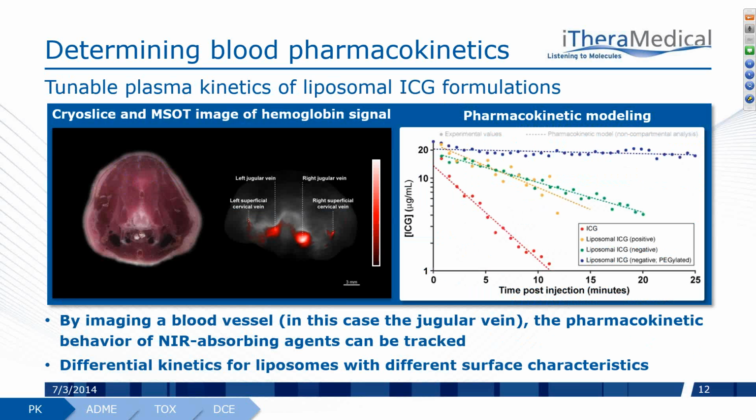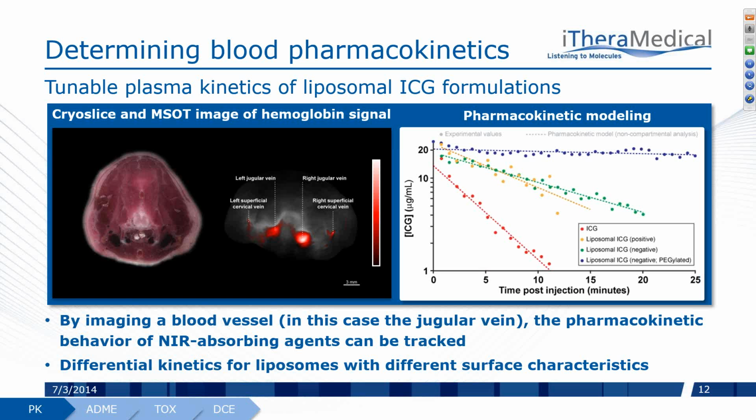The second example is a very similar experiment where we again image the jugular vein area of the mouse, but in this case we injected different formulations of ICG. On the graph on the right in pink, we see regular ICG, which is relatively fast clearing. It only has a half-life of about 3 to 4 minutes in the mouse bloodstream, so it clears pretty rapidly. But once we put ICG in liposomal formulations, the half-life actually gets extended. So we made 3 different formulations.